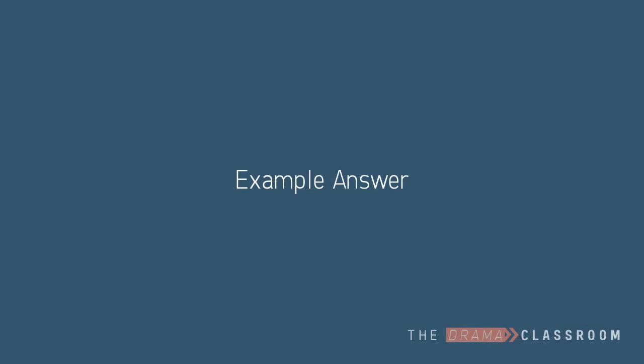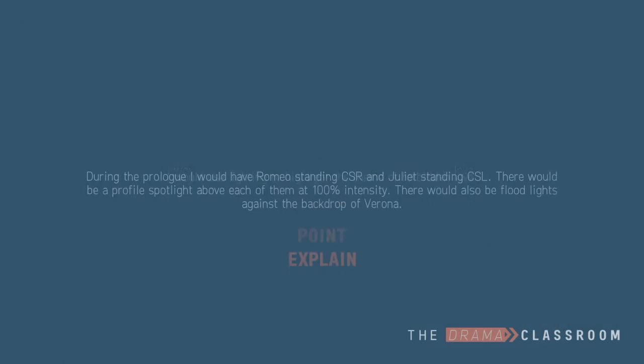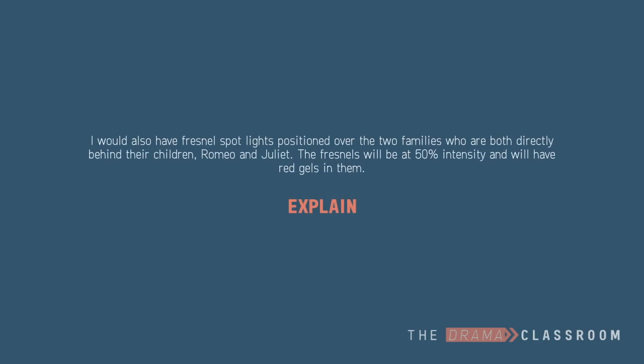Let's look at an example answer. I would use lighting to highlight the theme of forbidden love. During the prologue, I would have Romeo standing centre stage right and Juliet standing centre stage left. There would be a profile spotlight above each of them at 100% intensity. There would also be floodlights against the backdrop of Verona. I would also have a Fresnel spotlight positioned over the two families who are both directly behind the children, Romeo and Juliet. The Fresnel will be at 50% intensity and will have red gels in them.